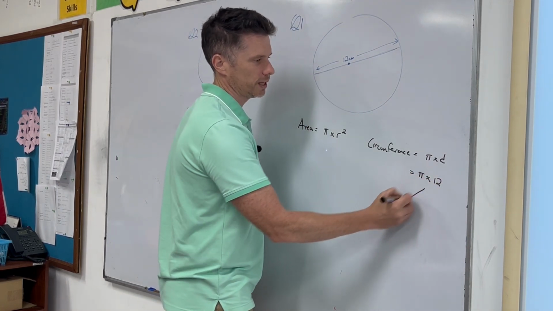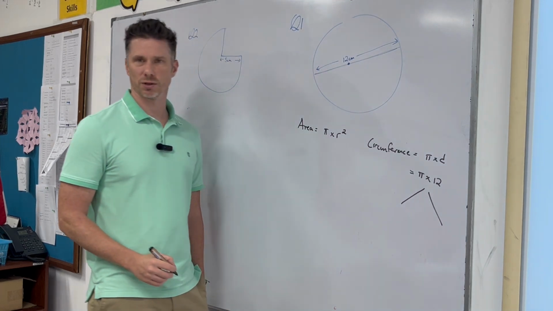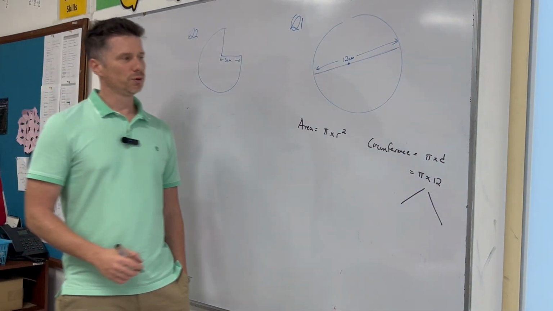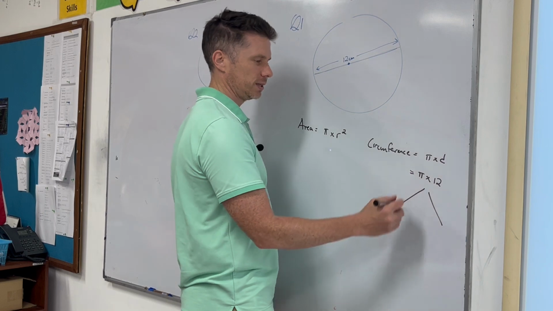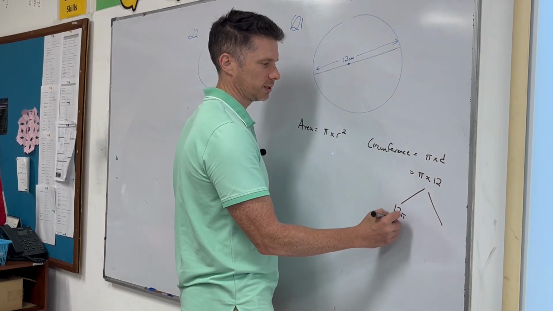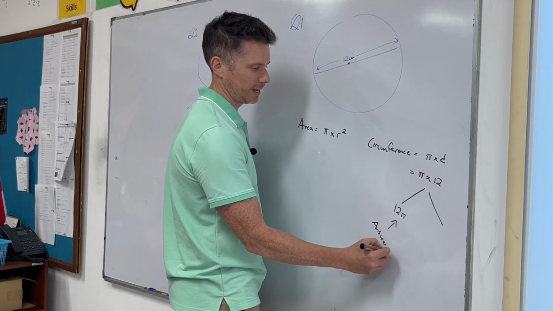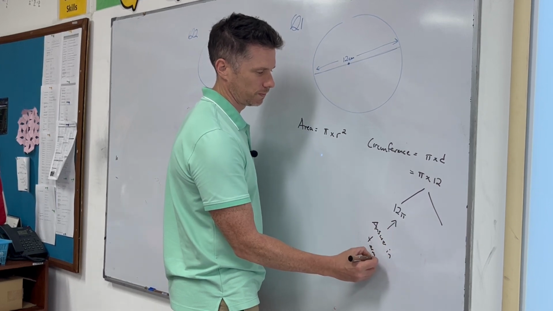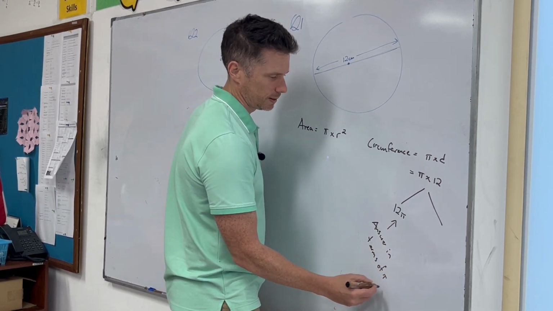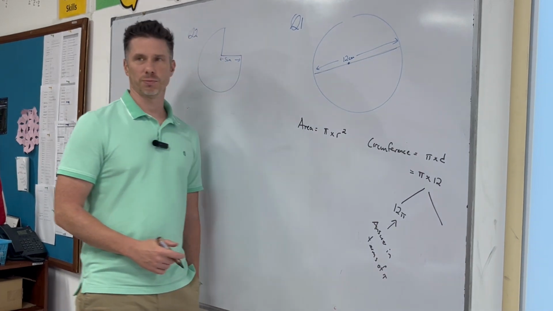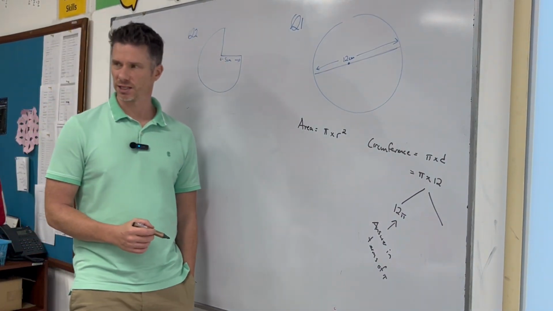Now, there's two ways of leaving this answer. Sometimes they ask for the answer in terms of pi, which means I can just say that's 12 pi's, which is just 12 pi. And this is something called an answer in terms of pi. This is actually more accurate than any decimal answer.